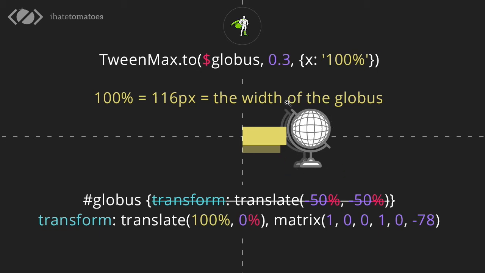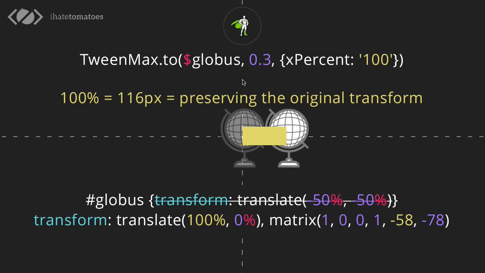Okay, so it's taken the width of our globus and moved it from the center of the viewport by 116 pixels. Again, this is the default CSS style sheet overwritten by the transforms set by GreenSock. GreenSock is setting the translate value to 100% and the matrix X value is set to 0. That's why we end up having the element 116 pixels from the center of the viewport.